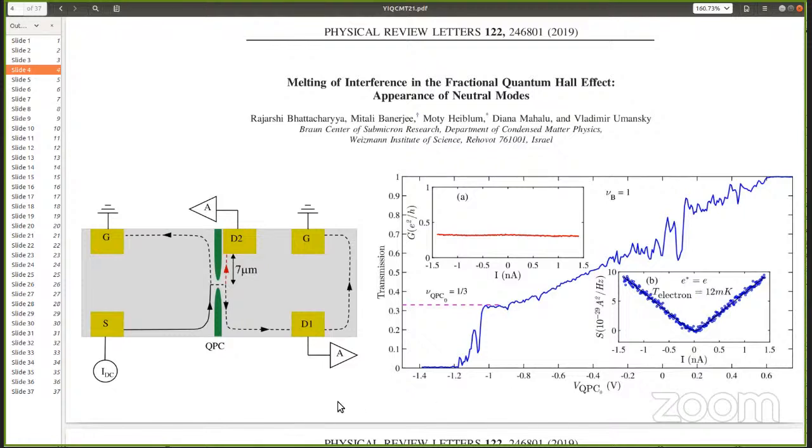So this is a very surprising result, because first of all it tells you that maybe there is a fractional mode at the edge of a nu equals 1. But more interestingly, the quasi-particle which tunnels across the QPC seems to remember that it came from a bulk of nu equals 1, because the Fano factor is 1.